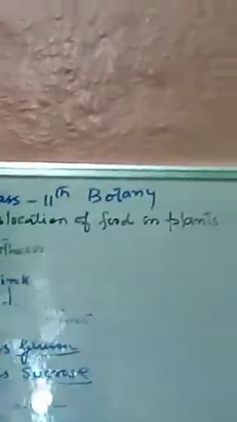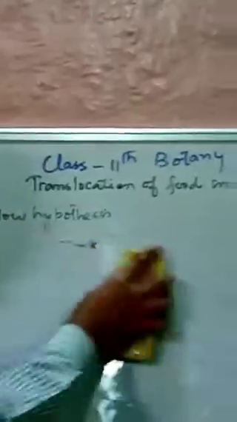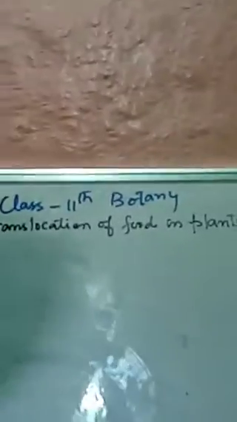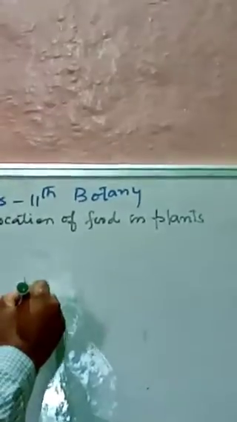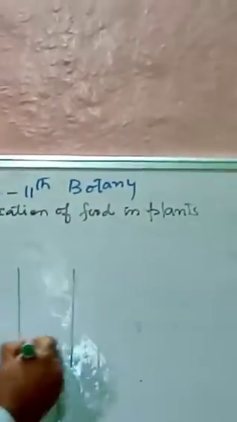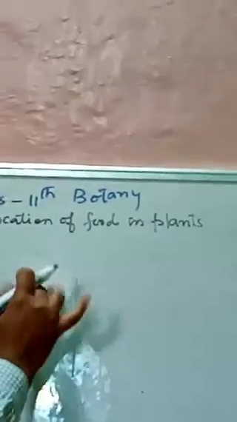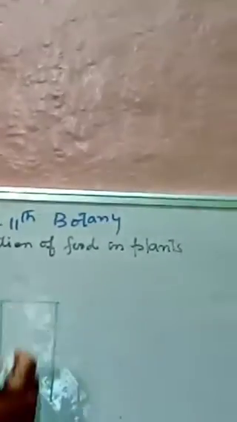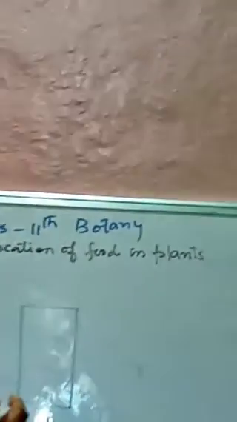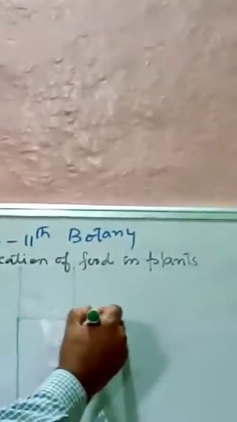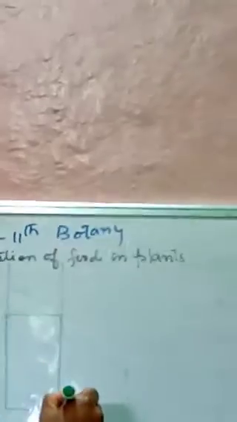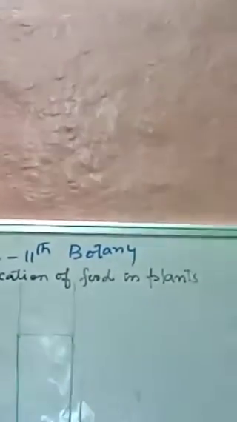See, we have got this theory, that is the mass flow hypothesis. Let it be this sieve tube, and this is one more sieve tube, this is one more sieve tube, and this is one more sieve tube. This is the side.